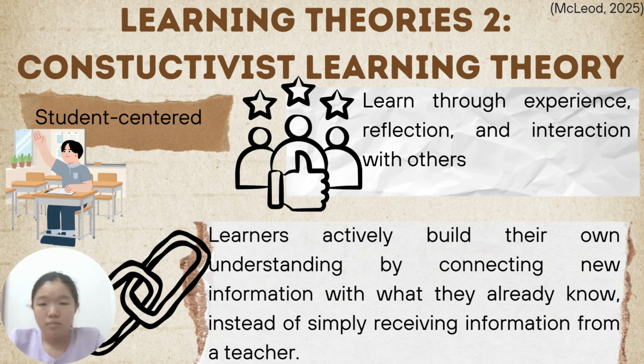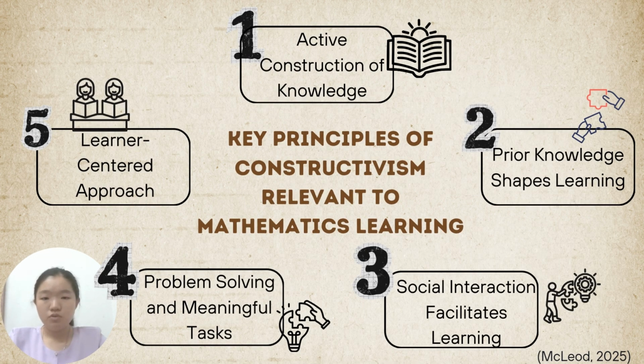So now I'm talking about learning theory 2, which is constructivist learning theory. It is a student-centered plan, and students learn through experience, reflection, or interaction with others. Students also actively build their own understanding by connecting the new information with what they have already learned, instead of just receiving the information from the teacher. There are 5 key principles of constructivism which are relevant to mathematics learning.